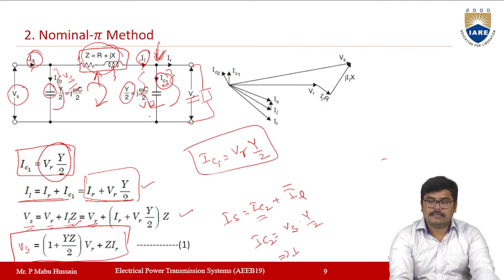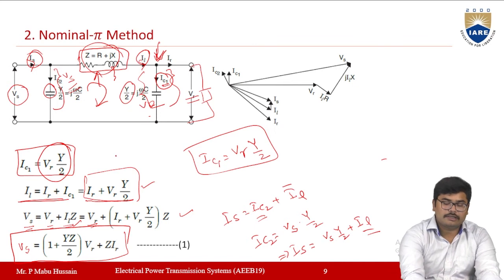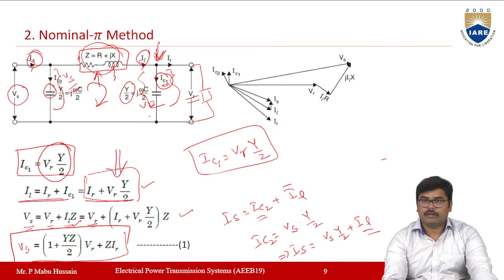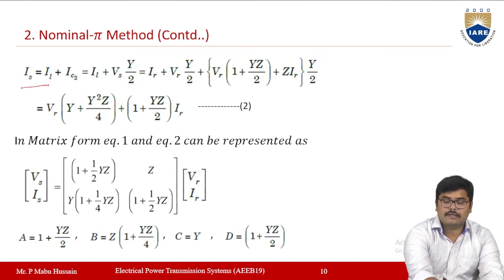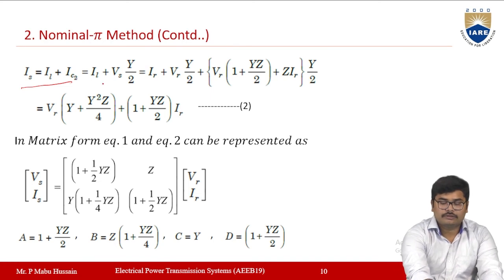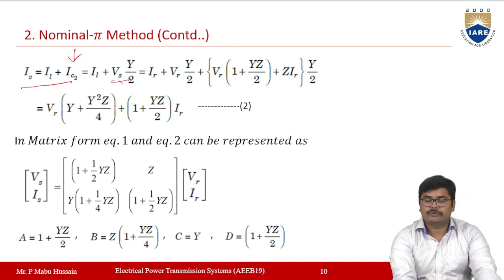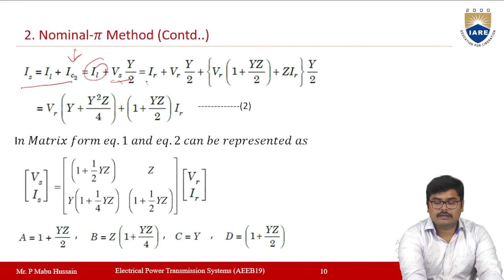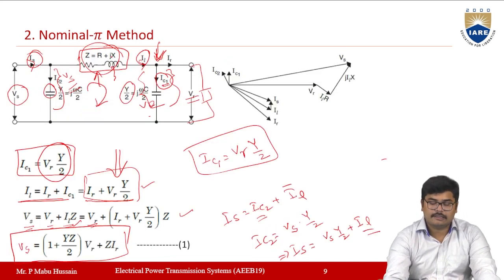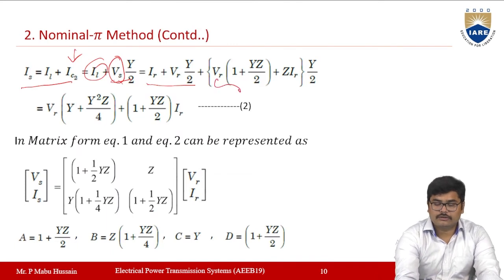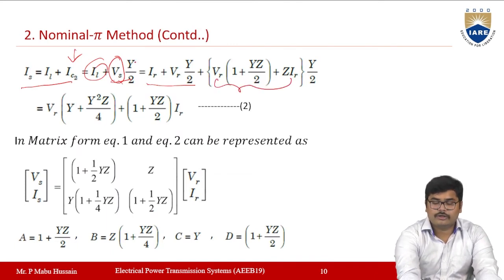From this, Is can be written as Vs into Y by 2 plus IL, and the value of IL again is IR plus VR into Y by 2, which we are writing here. So Is is IL plus IC2, where IC2 is Vs into Y by 2, and in place of IL we write IR plus VR into Y by 2. Again, in place of Vs you can write this expression: (1 plus YZ by 2) VR plus Z into IR, multiplied by Y by 2.